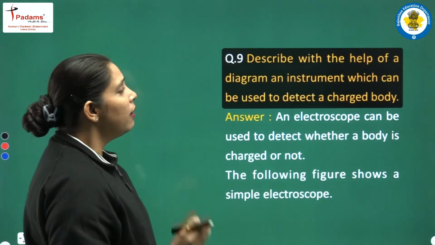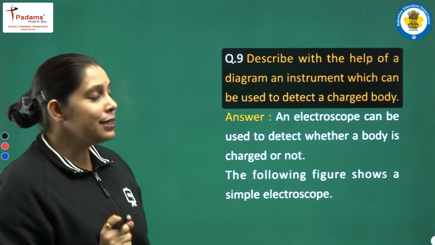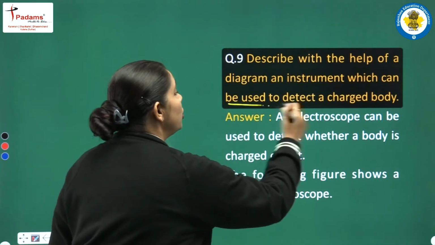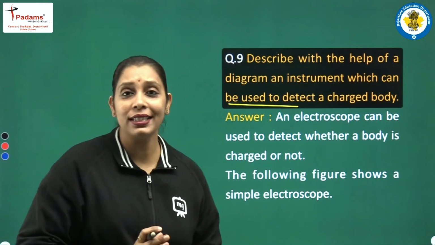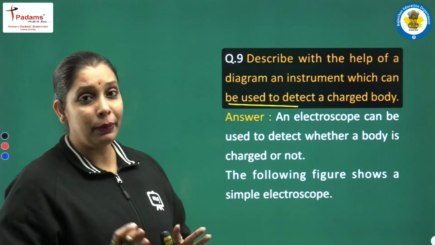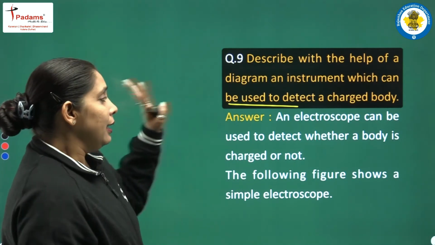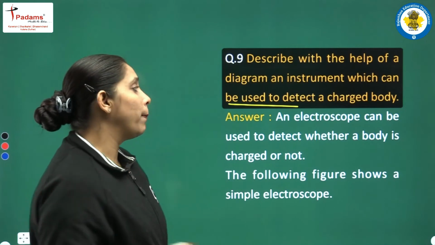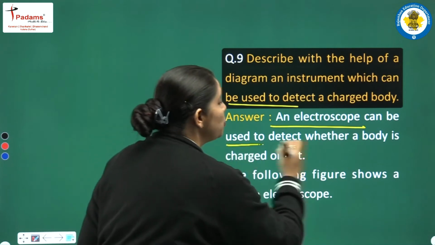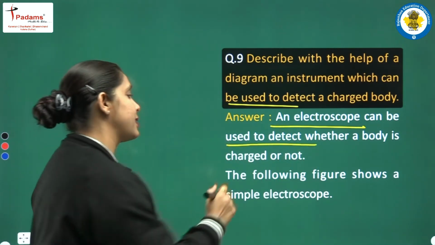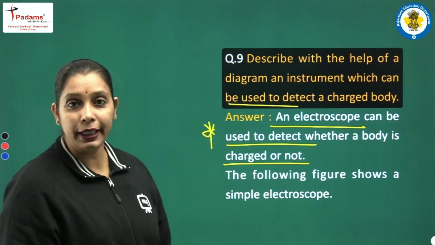And the next question is, describe with the help of a diagram an instrument which can be used to detect a charged body. We explained this very well in the chapter. I hope everybody understood that. Okay, so let's revise it again here. Class 8, an electroscope. Again, an electroscope can be used to detect whether a body is charged or not. Remember, it is important. Okay.